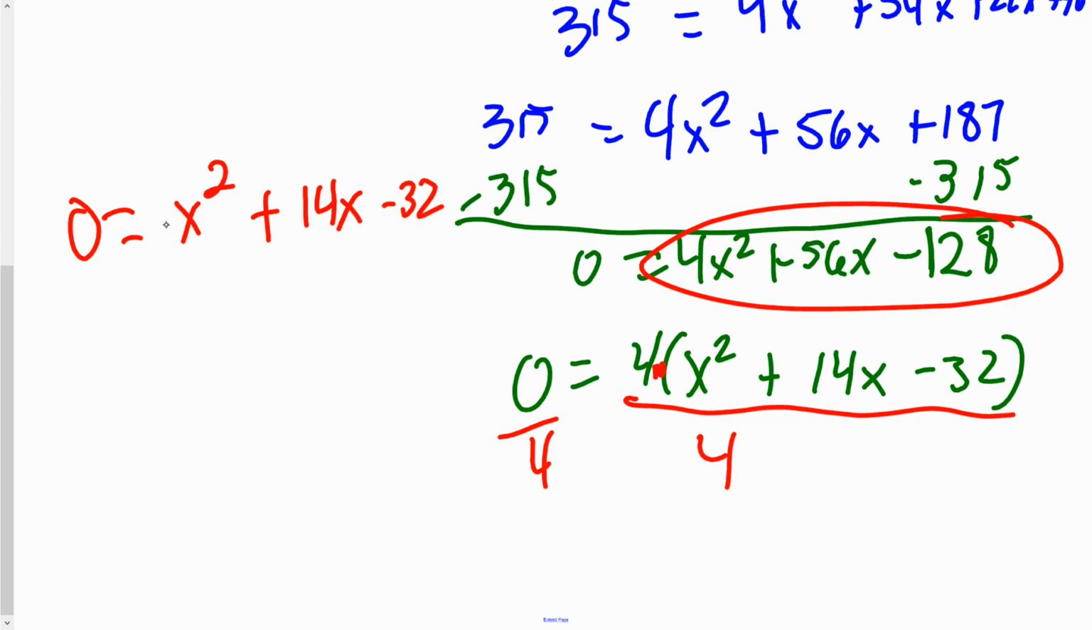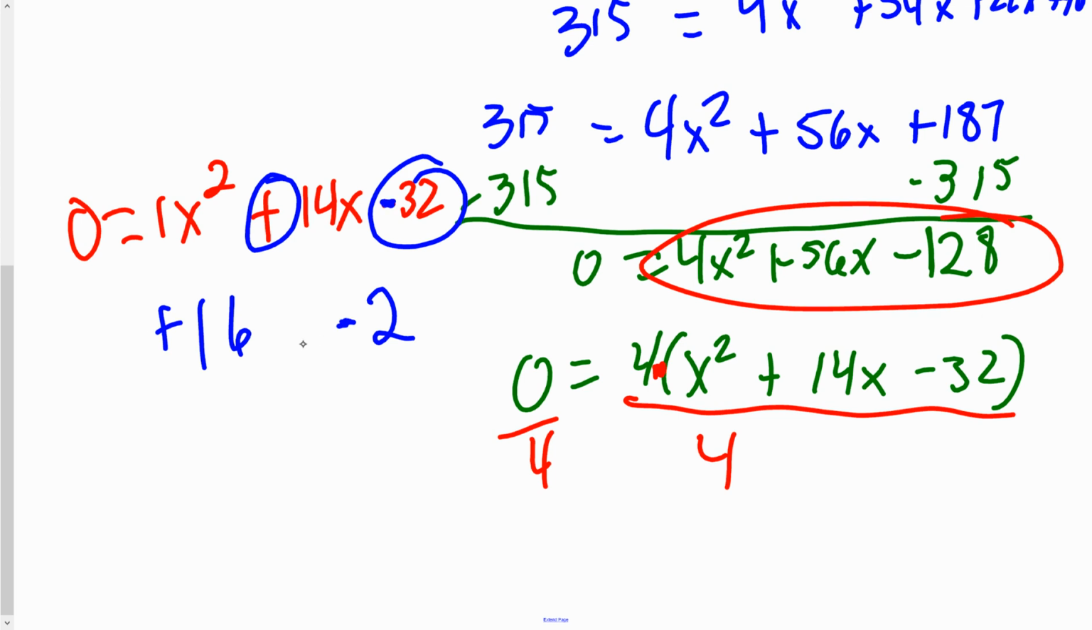So then because my a is 1, this is really easier. I just say what times what is 32, and because that's negative, I'm going to subtract to 14. So what times what is 32 but subtracts to 14? That's 16 and 2. And whatever the sign of b is, that's the sign of the bigger number. And because that's negative, one of them has to be negative, so that means that one has to be negative.